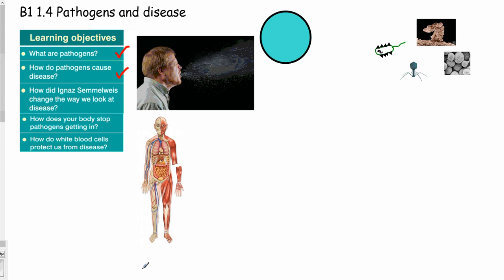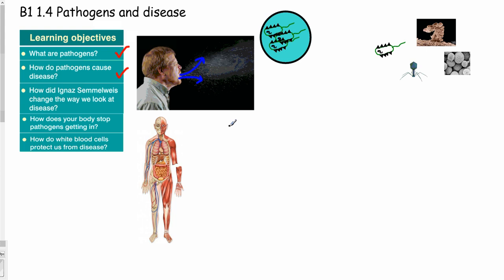As you can see here, this chap isn't very well, and unfortunately, he has just sneezed. And as he has done so, he has expelled hundreds and thousands of tiny water droplets. Now, inside of these water droplets are the pathogens which are currently causing him disease. And these pathogens are going to try and find the next host or the next human to infect. And how are they going to do that? Well, there are three ways that pathogens will try to find another host.